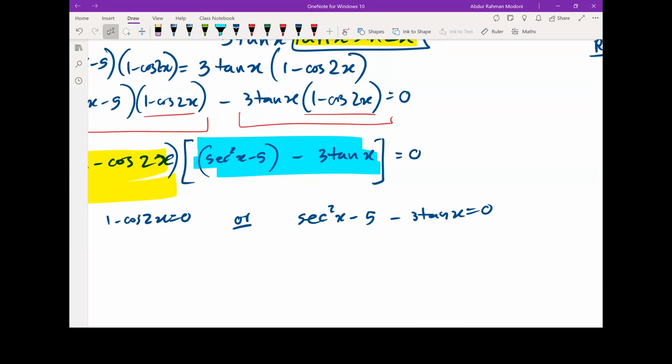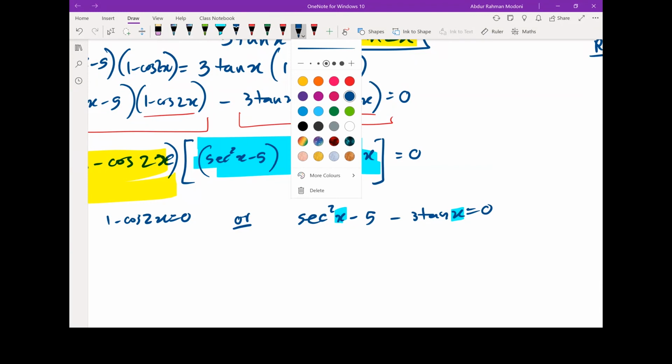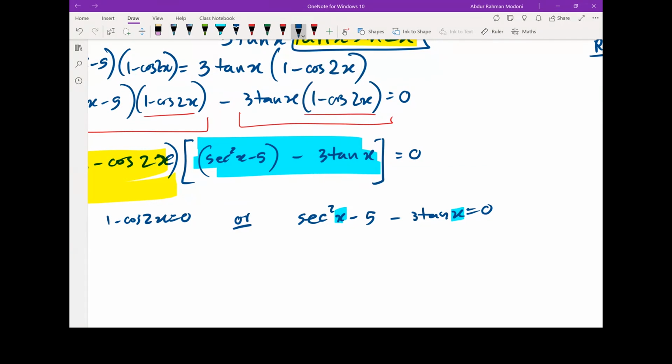Well, how do we solve trig equations? First of all, check the angles. Well, the angles are the same. I can see here x, x. And then I've got tan and sec. So I'm thinking, do I know an identity that relates tan and sec, so I can simplify it to a single function? I can think of one. Sec squared x is equal to, I'll just make a note of it here, 1 plus tan squared x. So I'll go and use that. So replace that sec squared x with 1 plus tan squared x, minus 5, minus 3 tan x equals 0.